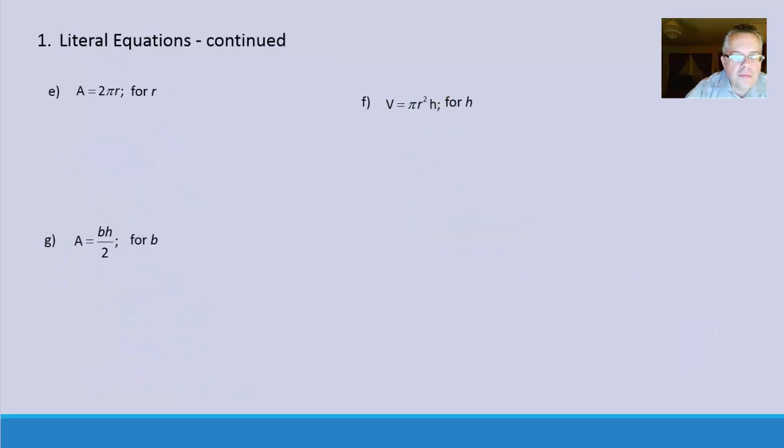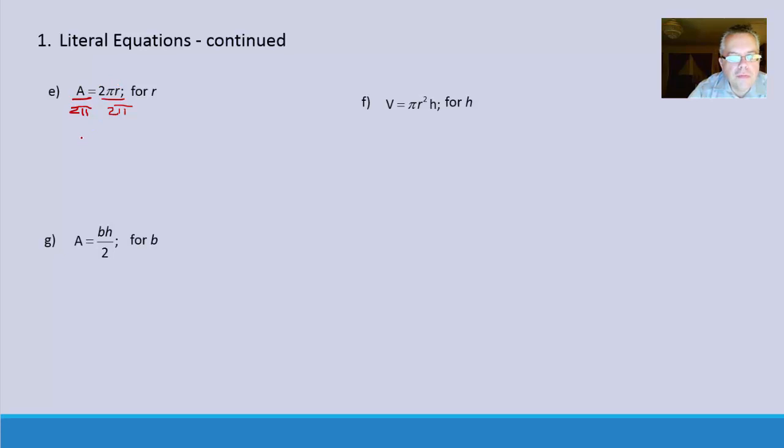These formulas all come from geometry. This first one actually, a equals 2 pi r. We want to solve for r. So if we divide both sides by 2 pi, we can do that. So divide this by 2 pi, and divide this by 2 pi. Okay, so the reason why we divide by 2 pi is because we're multiplying by 2 pi.